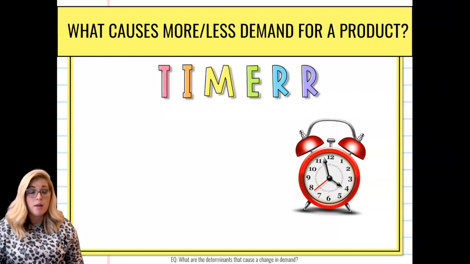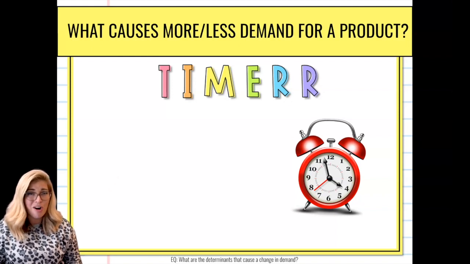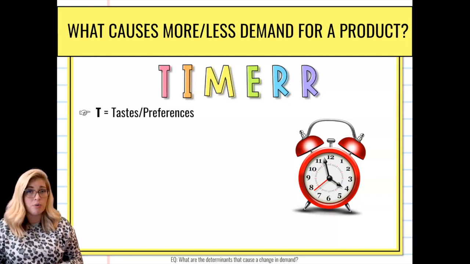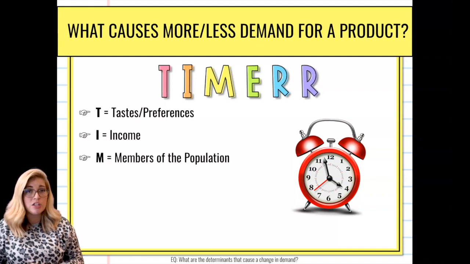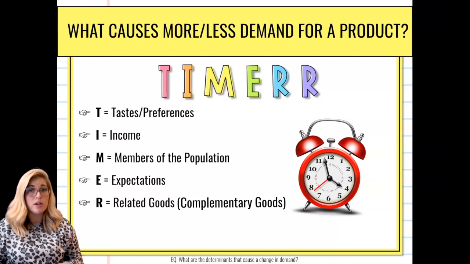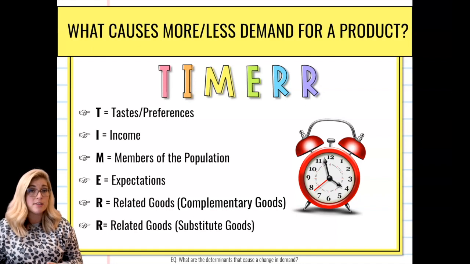Mrs. Bench and I came up with this acronym, so I know it's horrible, but it's one way to remember it, so we'll refer to it. Yes, I know there are 2 R's. We'll talk about why there are 2 R's in a minute. So with demand, we talk about TIMER. Those are our demand determinants. T stands for a change in tastes and preferences. I stands for a change in income. M is a change in the members of population. E is a change in consumer expectations. The first R is for a change in related goods known as complementary goods. And then the second R is a change in related goods known as substitute goods.